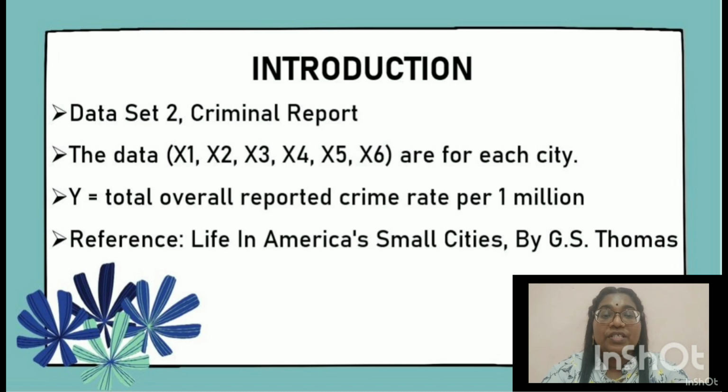Today I would like to present the introduction of our project, which is dataset 2, criminal report. The dataset about crime in American cities and police funding would be analyzed according to the statistics of the American cities. All the information in this project was taken from G.S. Thomas' book, Life in America's Small Cities.